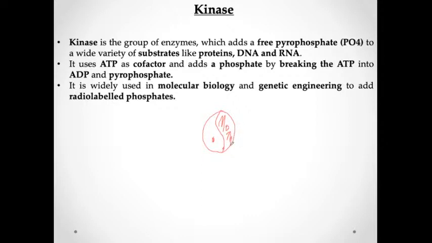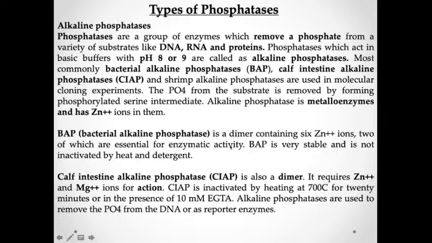Kinase uses ATP as a cofactor and adds phosphate by breaking the ATP into ADP and phosphate. So it's being used in various fields also. And then come the phosphatases. As I told you, they remove the phosphate from a variety of substrates like DNA, RNA and proteins.